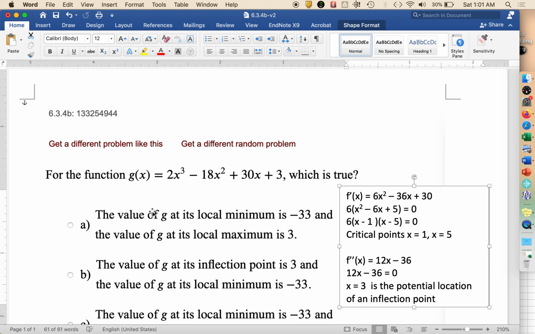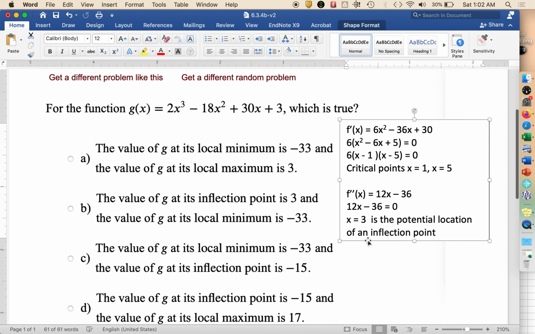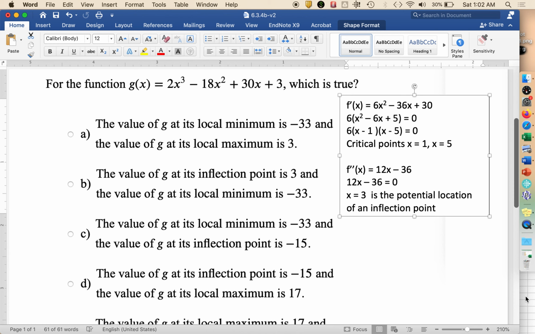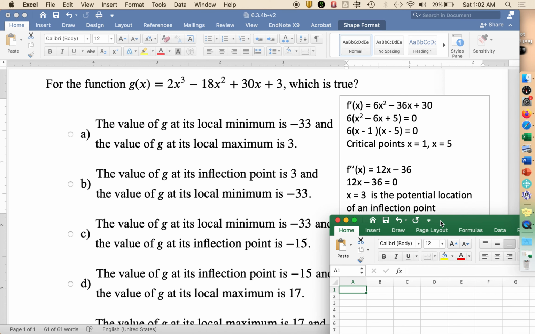Okay, so because my statements ask me the value of g, what I'm going to do next is just plug these numbers, the 1, the 5, and the 3, into g to see which of these statements are true. Okay, so I'll pull up Excel. I tend to use Excel as my calculator. And I'm just going to say that my x values are 1 and 5 from my first derivative, and then 3 from my second derivative. And then this was g of x.